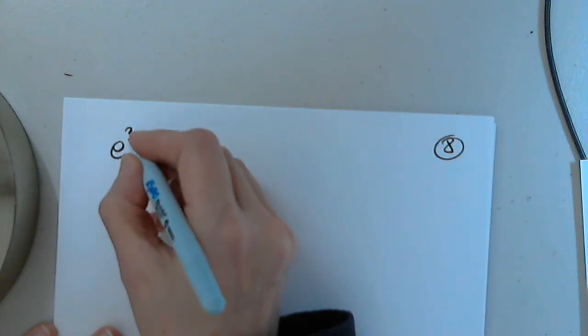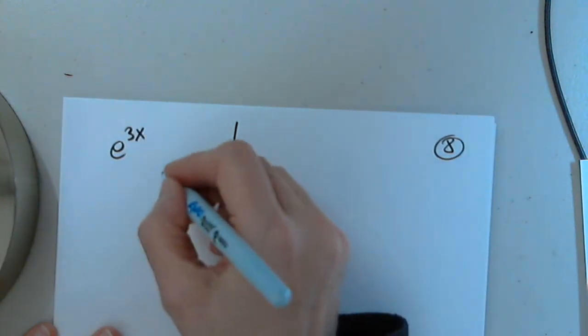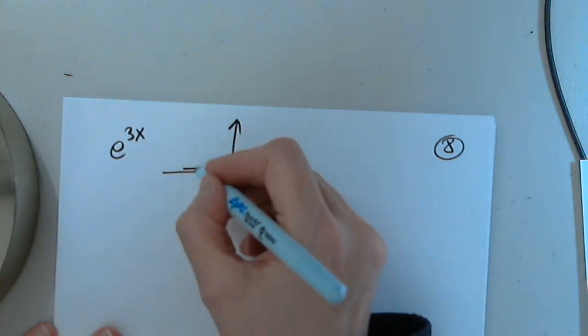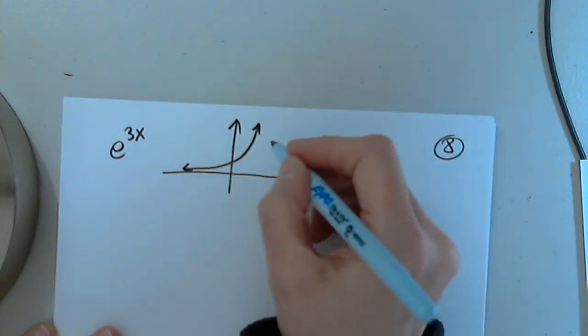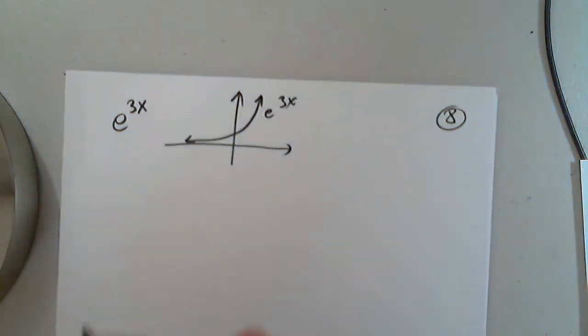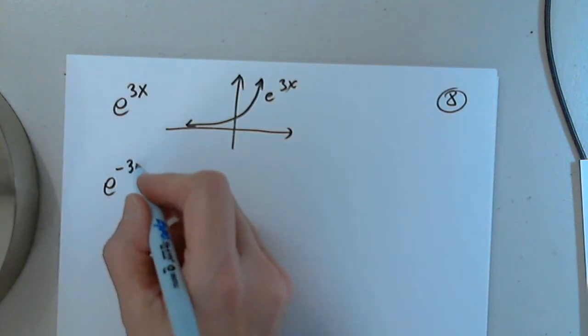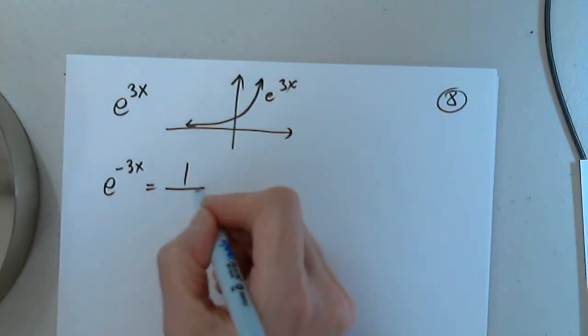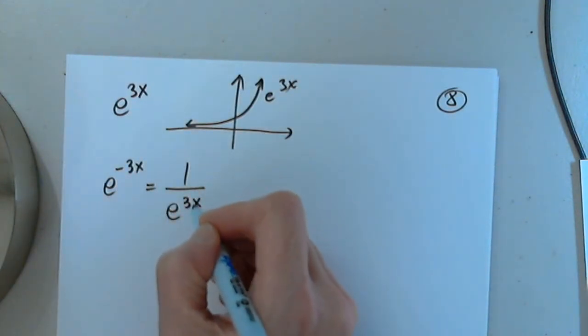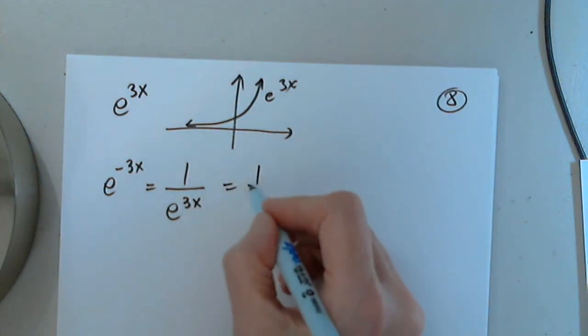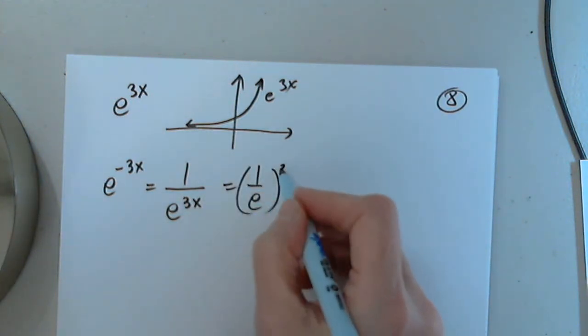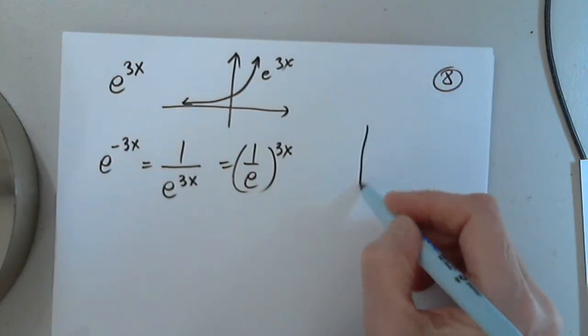See, e to 3x looks like this. But e to negative 3x is this. Or this. Which looks like this.